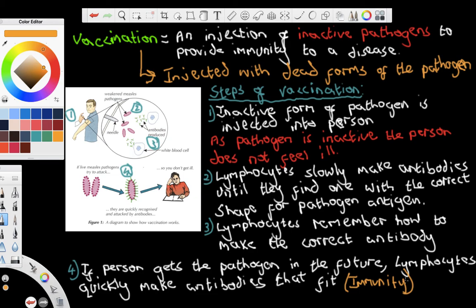So vaccination is when an inactive form of a pathogen is injected to a person to provide immunity to a disease. They're injected with dead forms of the pathogen, so it doesn't make them feel ill. When they do this, the lymphocytes slowly make antibodies until they find one with the correct shape for the pathogen antigen. The lymphocytes then remember how to make this correct antibody. Remember, this is all against dead pathogens, so they don't feel ill at the time. If the person then gets infected with the pathogen in the future, the lymphocytes can quickly make the antibodies that fit. This provides what's known as immunity.